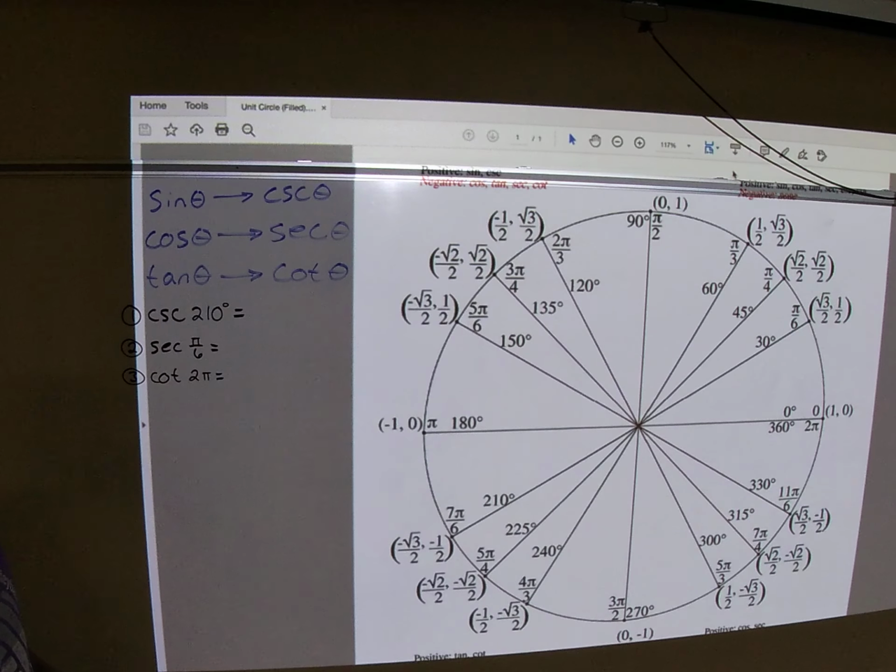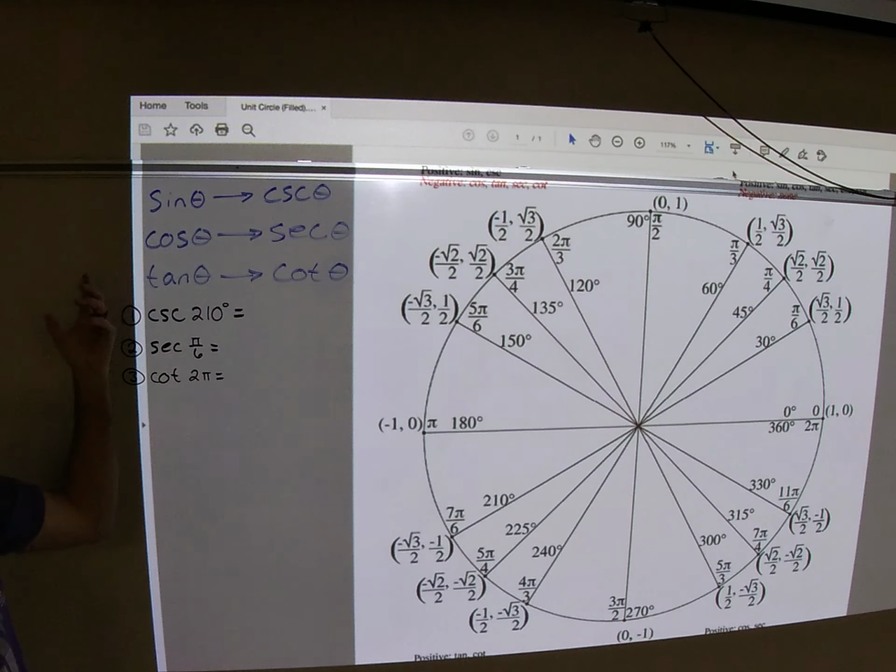Alright, so today I want to talk a little bit more about the unit circle, but dealing with reciprocal identities. So not just sine, cosine, and tangent, but what about their reciprocals, which would be where we flip the fraction. So cosecant goes with sine, cosine goes with secant, and tangent goes with cotangent. Now I think it's pretty easy to remember that tangent goes with cotangent in terms of being reciprocal.